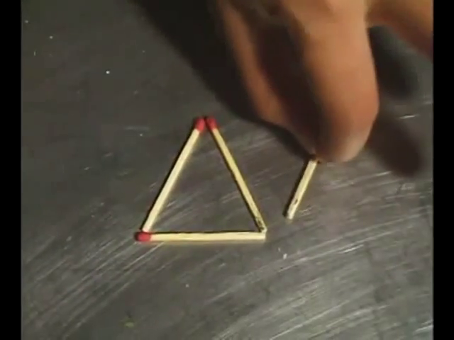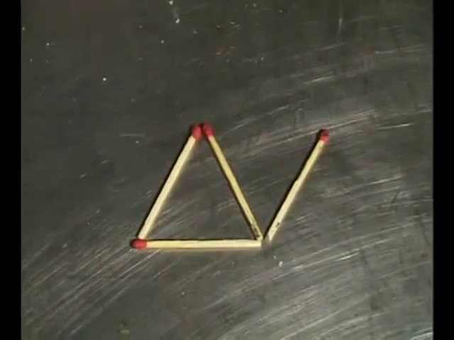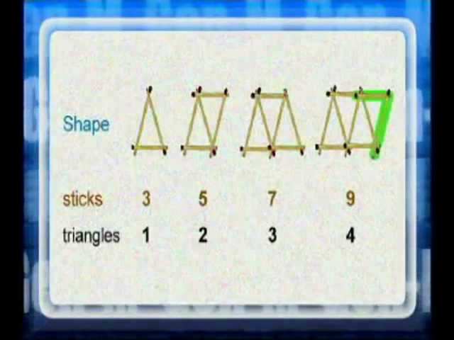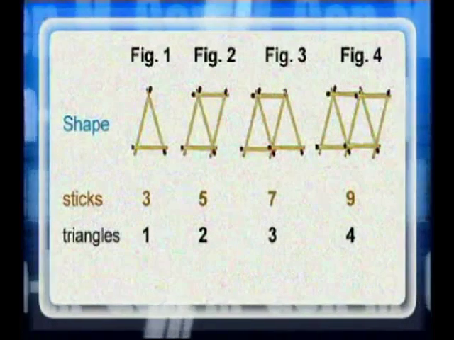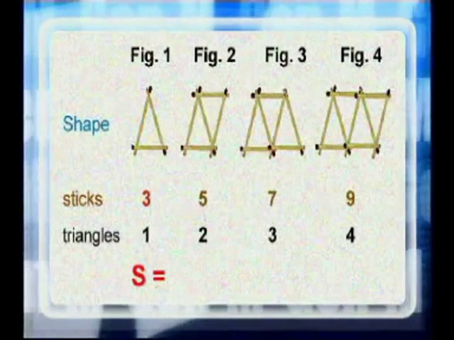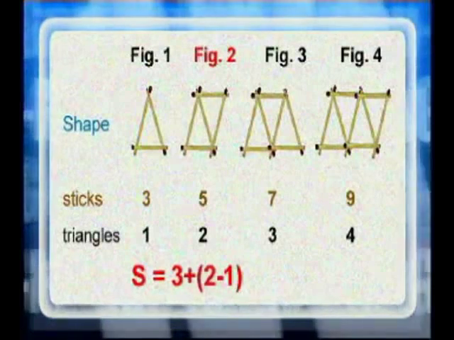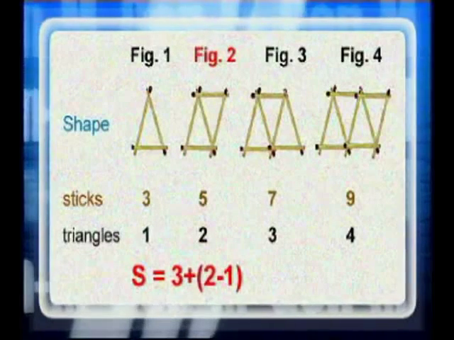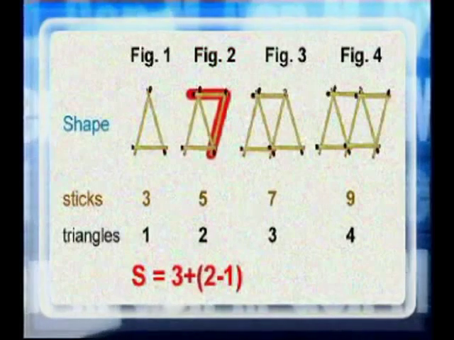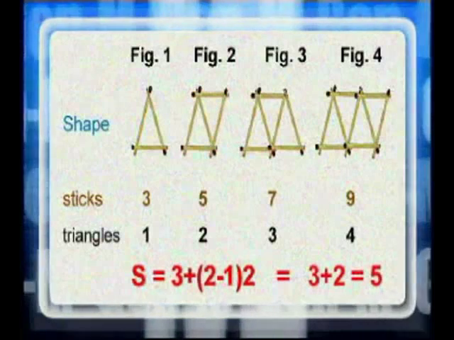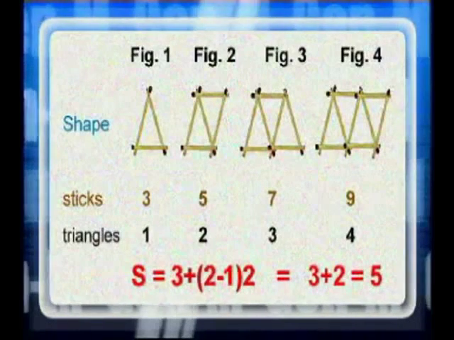Now, let's try something with matches. Okay. Here, for every additional triangle, we only need to add 2 sticks after the first 3 sticks. We can say that the number of sticks, let's call the number S, is equal to 3 previous sticks plus the quantity of second sequence minus 1 times the common difference of 2. We then get 3 plus 2 equal 5.